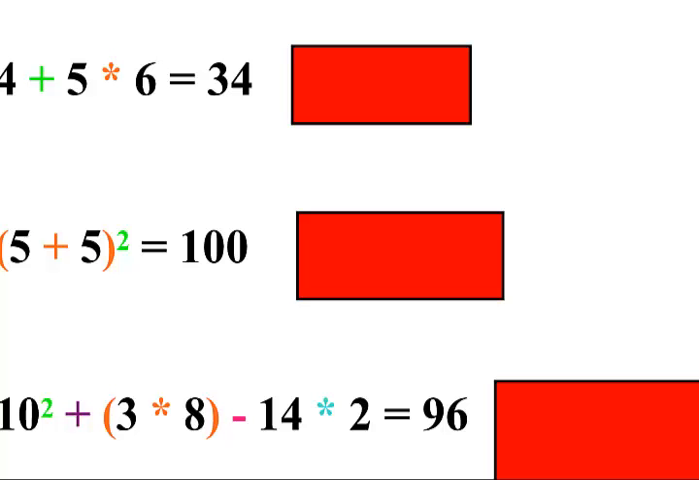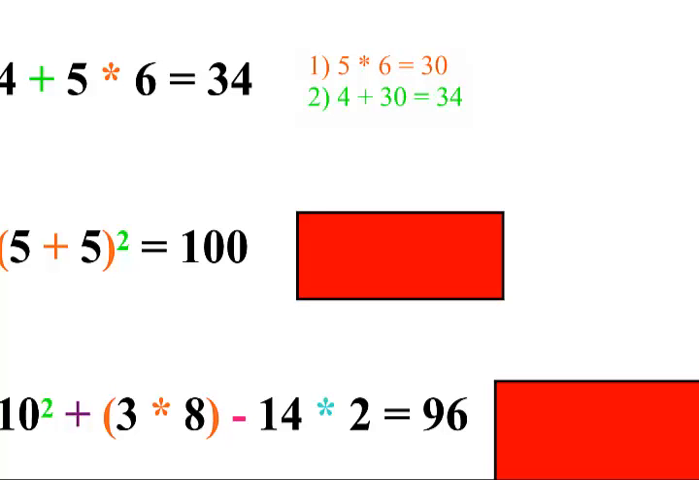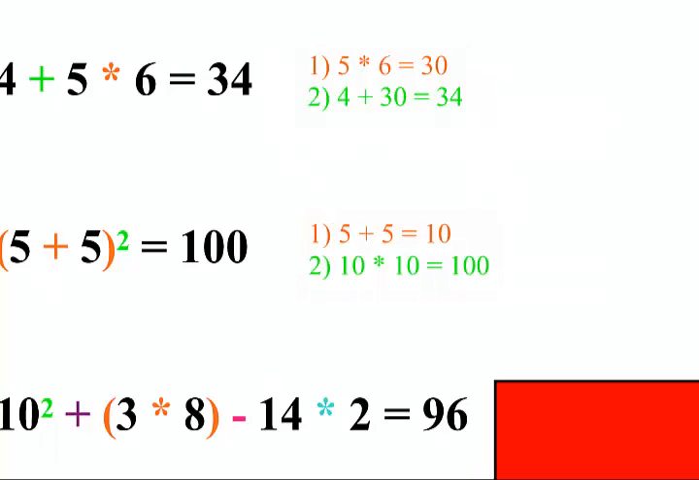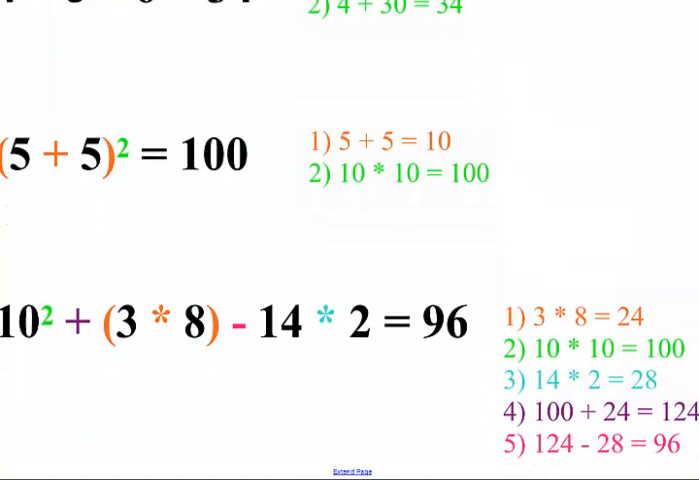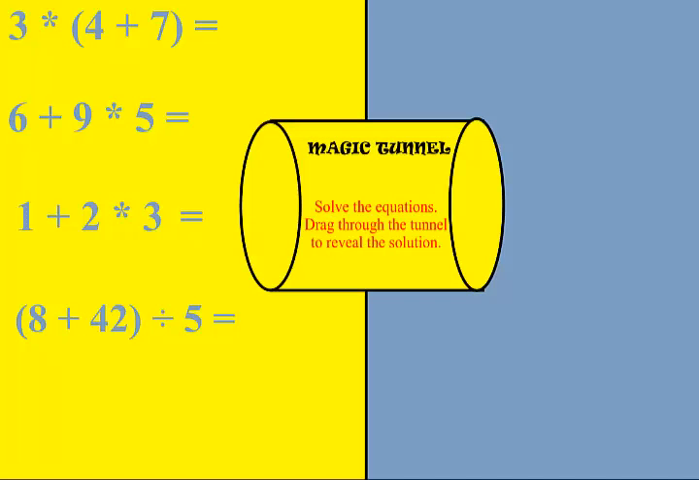This next page shows the same steps, written out step by step. First we did 5 times 6, then we did 4 plus 30 to get 34. This is not the way that you're going to write them out, but I just wanted to show you the different steps so that you could understand it if you had a problem or a question from the previous slide. The last one has 5 different steps to get the answer of 96. Please, if you have a question, please ask.